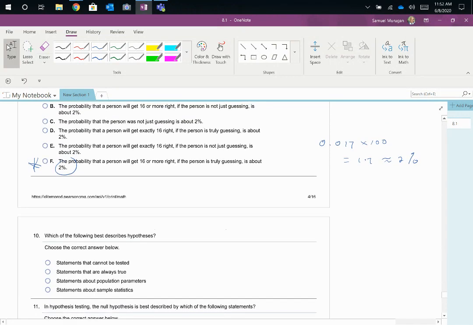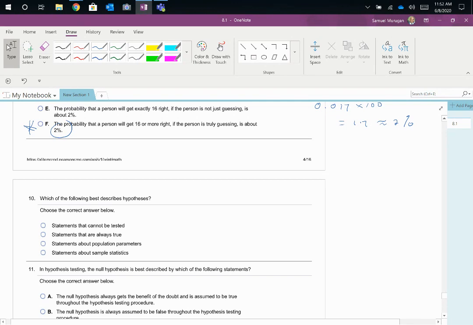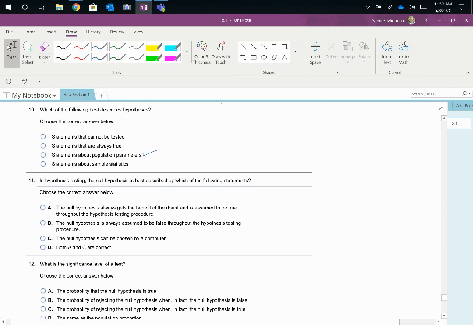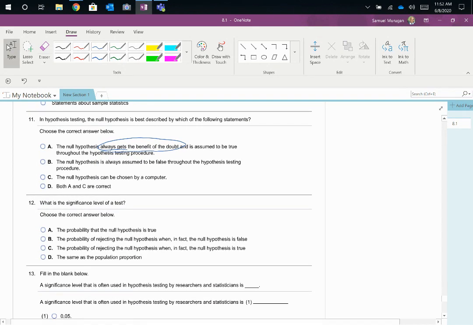All right, the rest of these are questions from the notes. I can give you a few of them. Which of the following best describes the hypothesis? So remember that the hypotheses are statements about population parameters. In hypothesis testing, the null hypothesis is described as, the null hypothesis always gets the benefit of the doubt. Okay? You're always getting the benefit of the doubt. Look for that. And is assumed to be true throughout the hypothesis testing process.